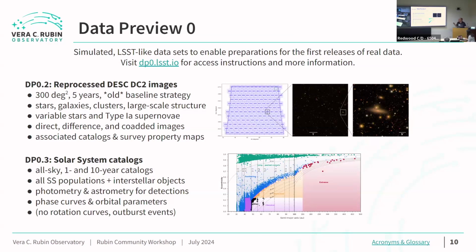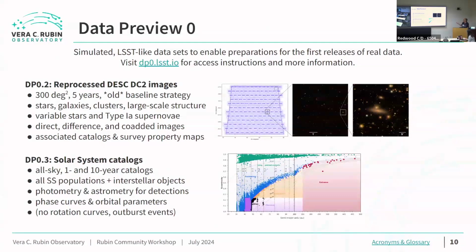Currently, there are 2 data sets that we provide. There is a DP 0.2, which is reprocessed images from the Dark Energy Science Collaboration Data Challenge 2. And this has been out for a couple of years. It uses the old baseline strategy, but it's still pretty close to what we're using now, a delta on what we're using now, or minus delta, I guess.